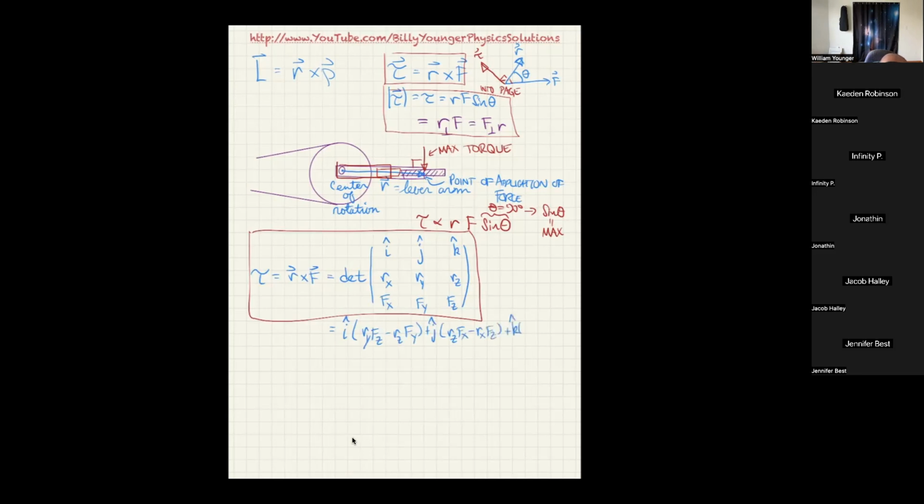This one has a normal sign, so I'll do RX FY minus RY FX, and that's the formula for that one as well. So I can go ahead and just add this in here. Any questions on that?